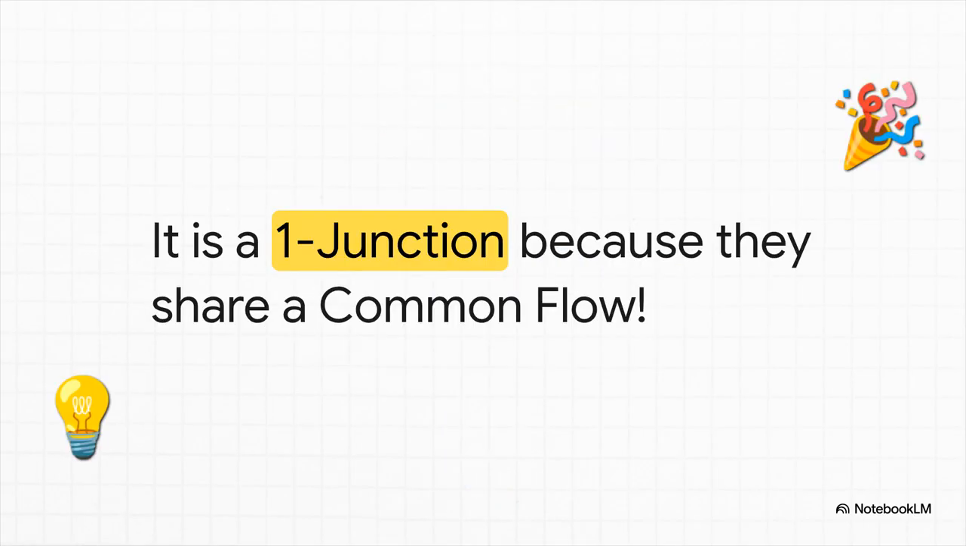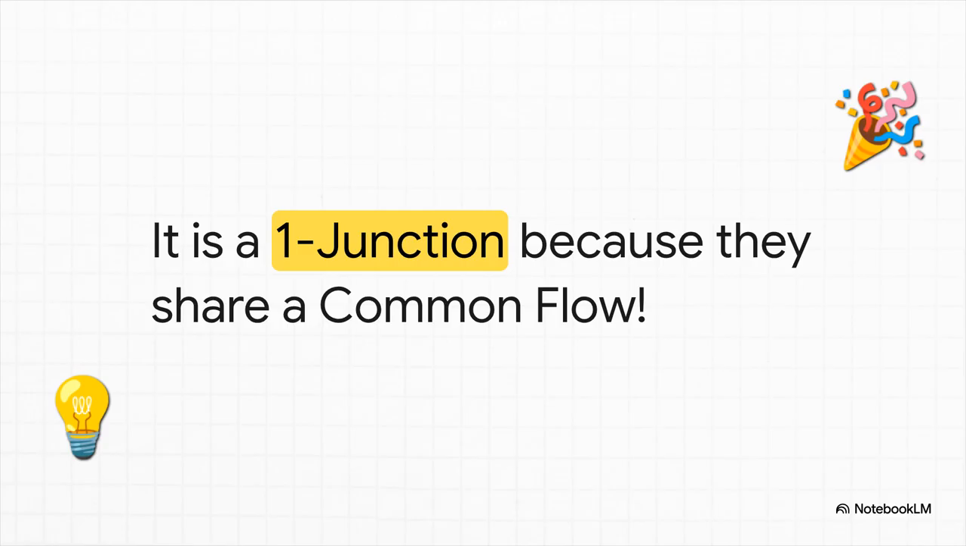And the answer is a one junction. Yep, common flow. Because a single broken bulb stops everything in its tracks, we know for sure that the current was a shared, common flow in a series system. The energy was required to move continuously through each bulb, one right after the other. When one broke, the flow was completely, physically interrupted for everyone.